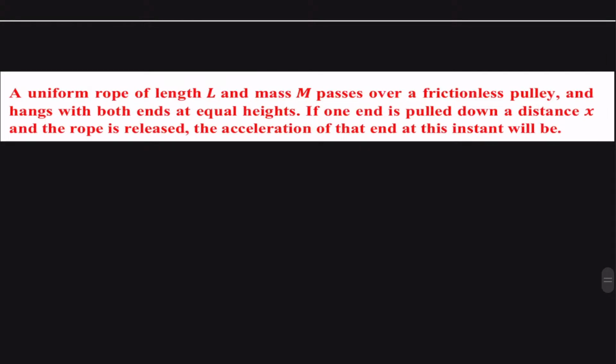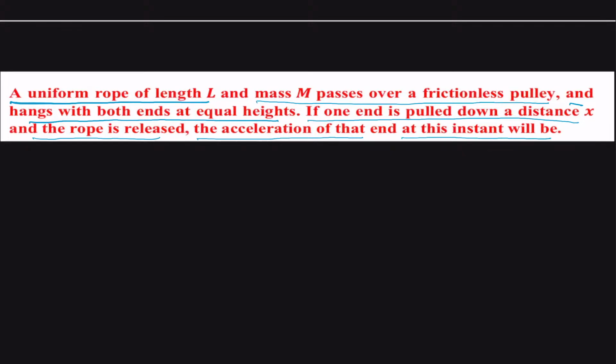Okay, so in this question we are given a uniform rope of length L and mass M that passes over a frictionless pulley and hangs with both ends at equal heights. If one end is pulled down by a distance x and then the rope is released, the acceleration of that end at this instant will be.